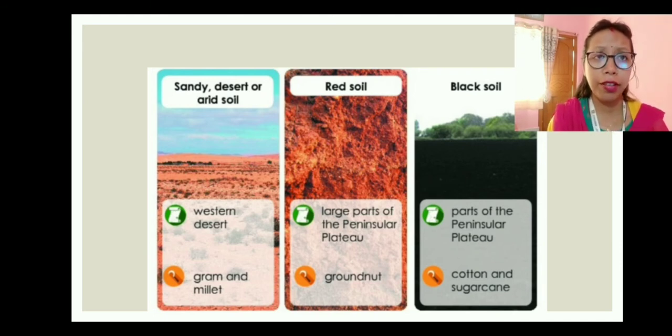Next we have the red soil. So large parts of the peninsular plateau is covered with red soil, and the crop found here is groundnut. Then we have the black soil, which we have also talked about.